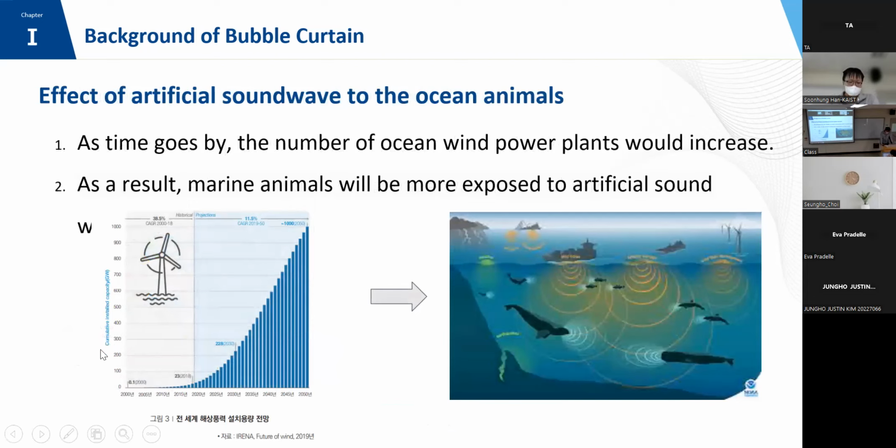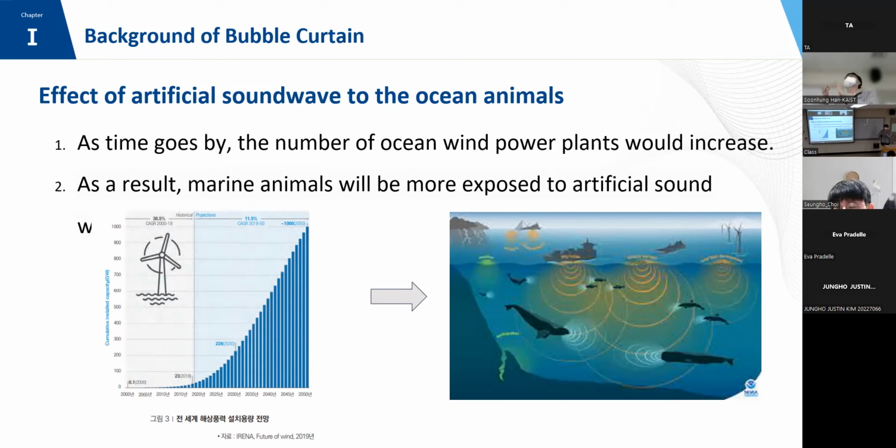Wind power is a clean and renewable energy source, and it is one of the fastest growing energy sources in the world. As time goes by, the number of ocean wind power plants will increase year by year. As offshore wind turbines, they have less impact on people and landscape. But as the number of ocean wind power plants increases, the marine animals will be more exposed to artificial sound.